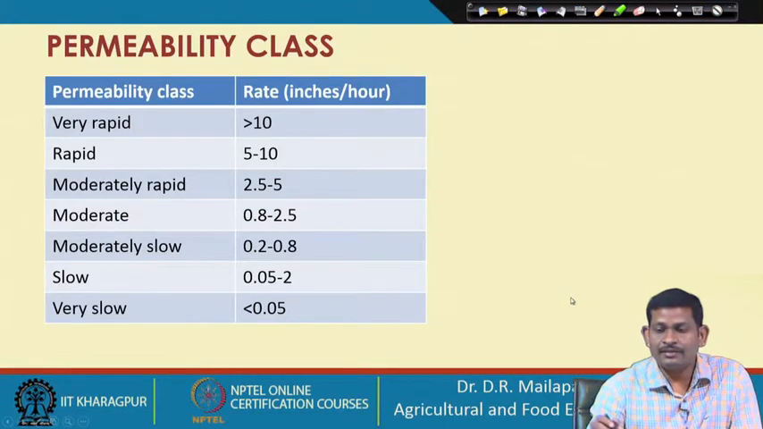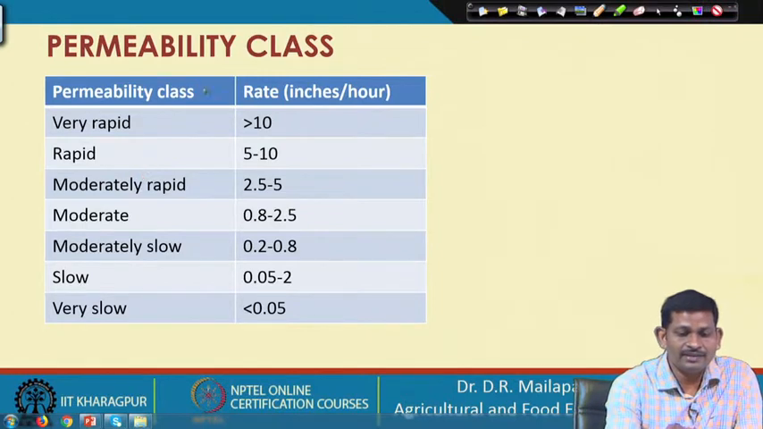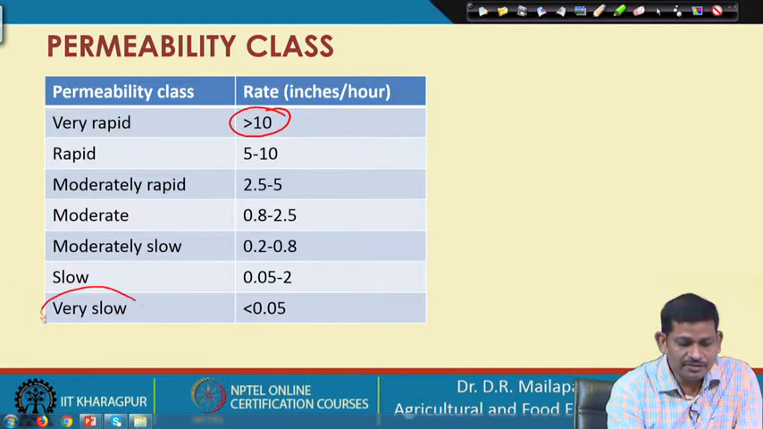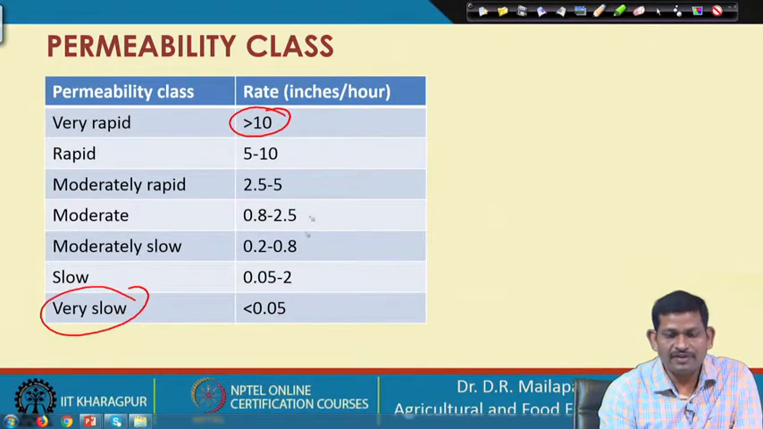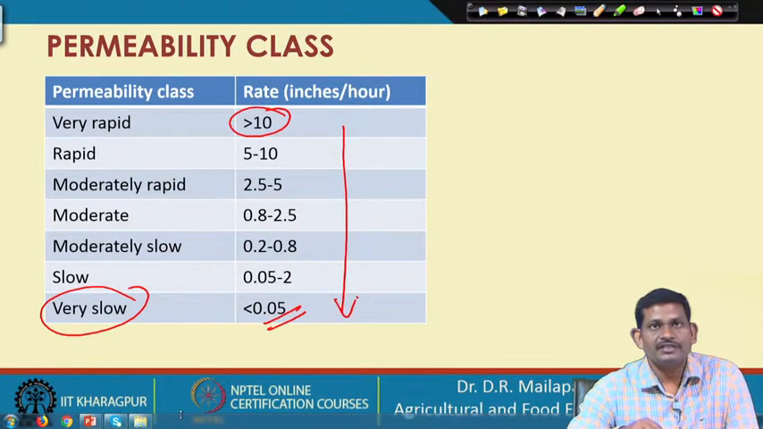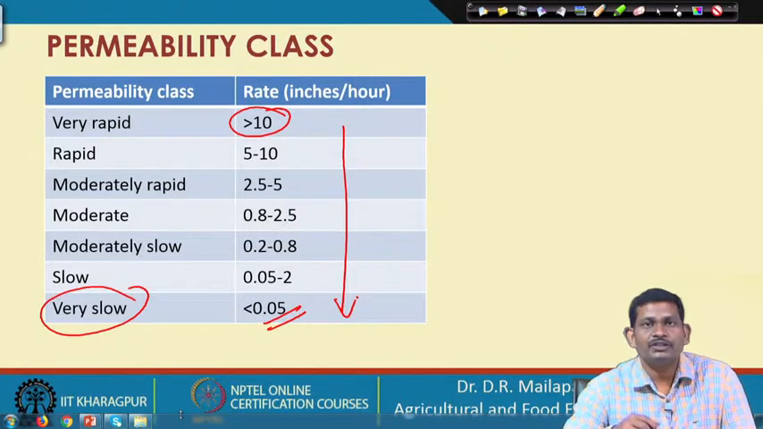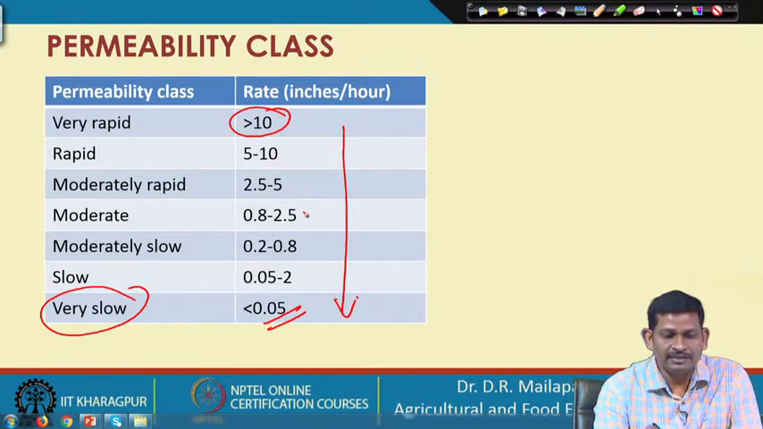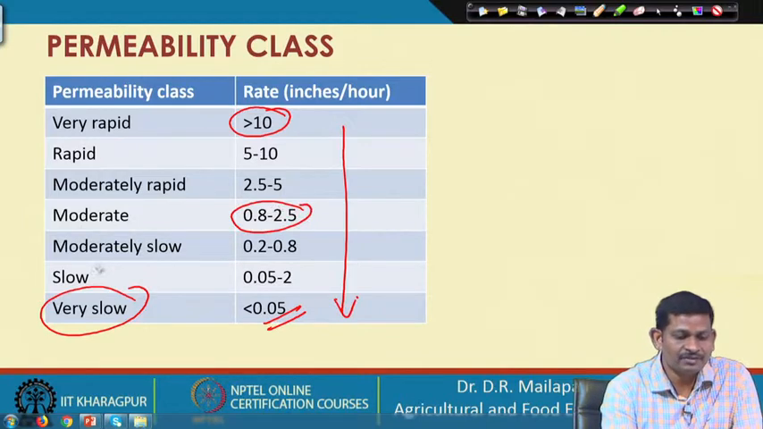The next are the permeability classes, like permeability class very rapid. Mostly the rate of water flow in this class is greater than 10 inches per hour. Similarly, very slow will be less than 0.05 inches per hour. You can go through these numbers. These numbers are very helpful when you talk about a particular land class based on permeability. If you know the particular permeability range, you can put the soil in a particular class.